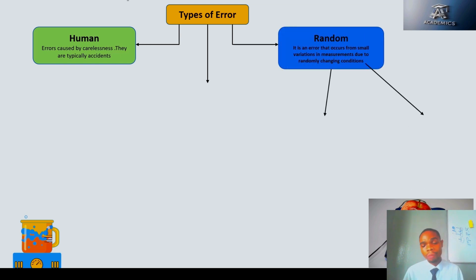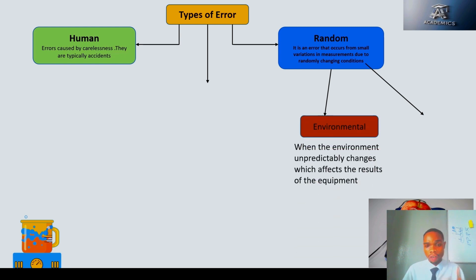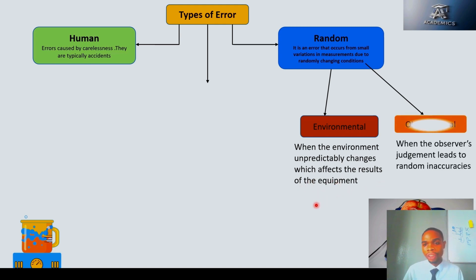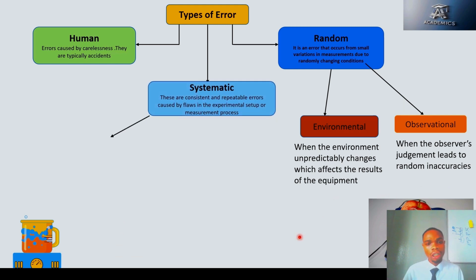We have random error. Random error is if there's a small variation in your result, and it can be environmental when the environment unpredictably changes, which affects the result of the equipment. It can be observational error when the observer's judgment leads towards random inaccuracies. I will explain later.